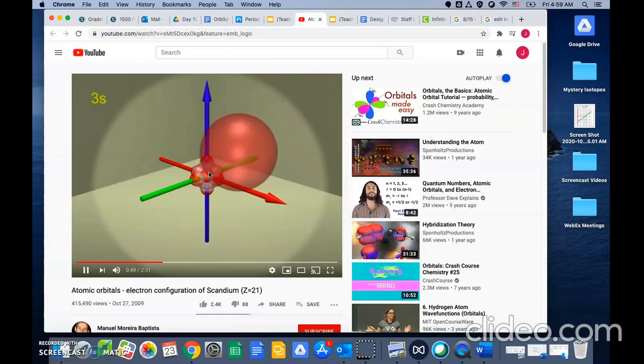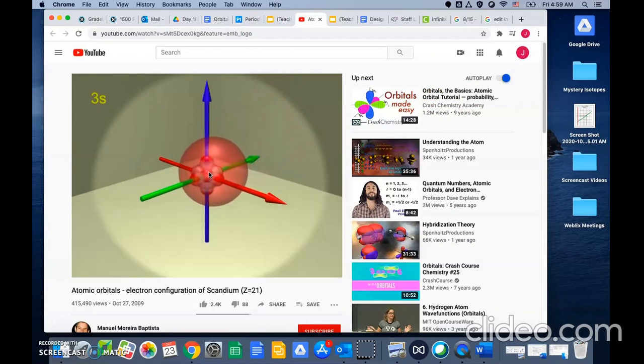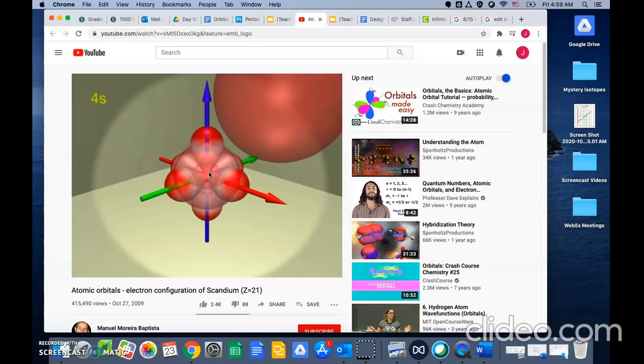Now we're up to 3s. Now our 3p orbitals. Keep in mind, you're not going to be required to draw these. That'll be in chemistry, when you have to know how to draw these. For this class, you mostly just need to know their names. Then after 3p is going to come 4s. Pretty straightforward up to this point. Now things are going to get a little bit weird.